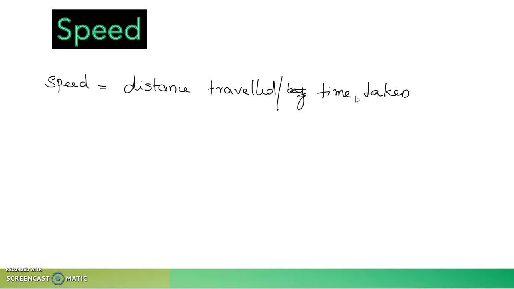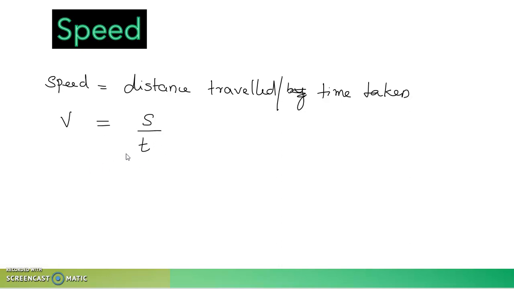So total distance traveled divided by total time taken, and speed is denoted by the letter V. V is equal to distance by time. Distance is denoted by the letter S and time is represented by T. So speed is equal to S by T.